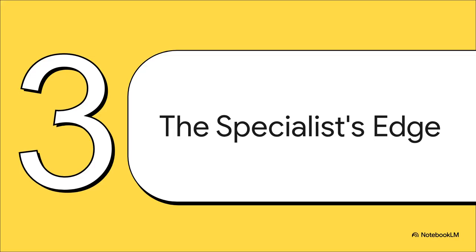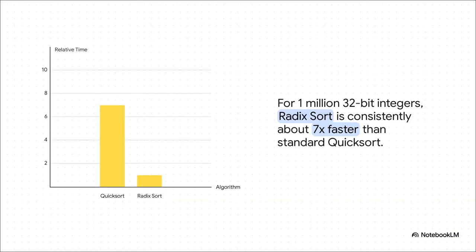So let's see what happens when we put this specialist algorithm up against the generalist, quicksort, in a real-world test. The results are pretty staggering, honestly. For our specific problem, sorting a million 32-bit integers, Radix sort is consistently about 7 times faster than the highly optimized quicksort you'd find in the standard C++ library. I mean, that is just a massive, massive performance win.